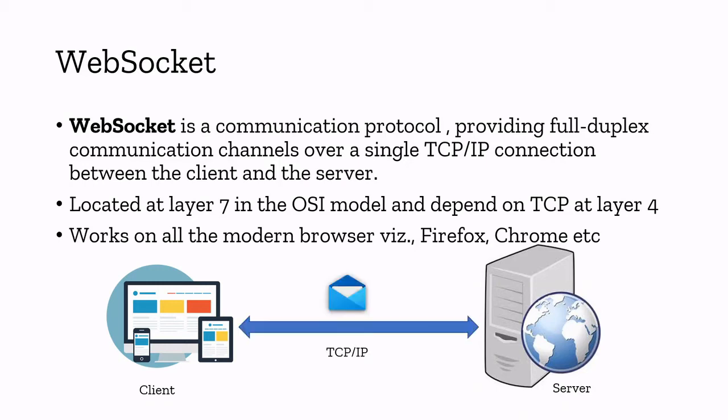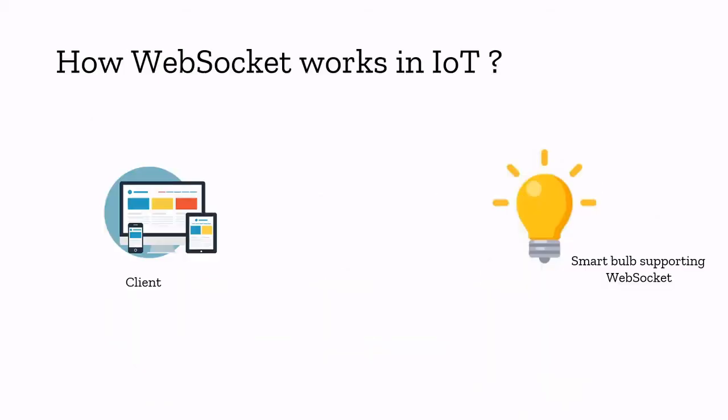So here you can see a bidirectional communication between the client and server using a single TCP/IP connection in order to send and receive messages. Now let's see how WebSocket works in the Internet of Things. I have a client, which can be anything, as I said, your smartphone or browser, and I have a smart bulb supporting WebSocket.